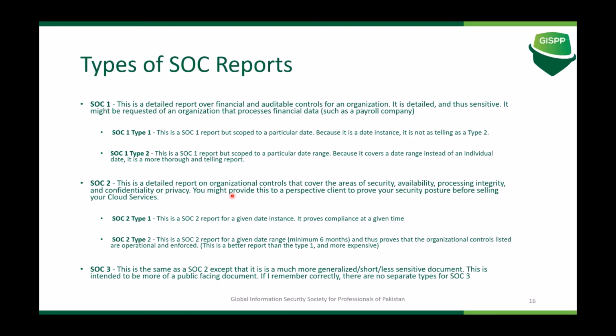Then SOC 2 also has two types. SOC 2 type 1 is a report for a given date instance. It proves compliance at a given time. Just like SOC 1 type 1, SOC 2 type 1 is tied to a specific date instance, and it is less thorough because it is tied to a specific date. And the SOC 2 type 2 report is for a given date range, a minimum of 6 months, and thus proves that organizational controls listed are operational and enforced. So this is a better report than type 1 and more expensive, right?